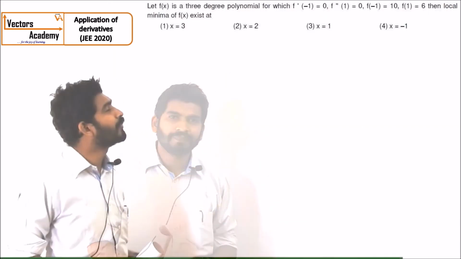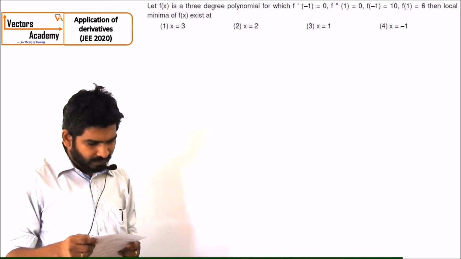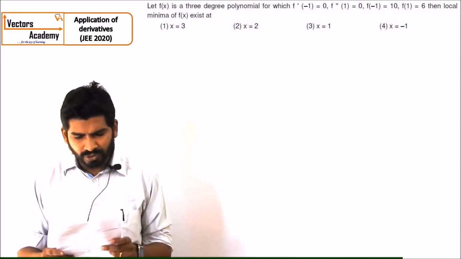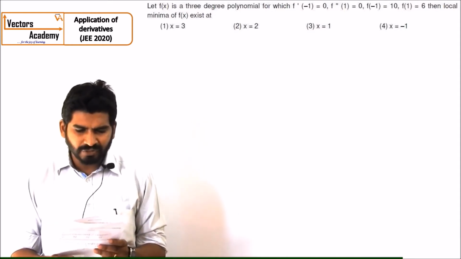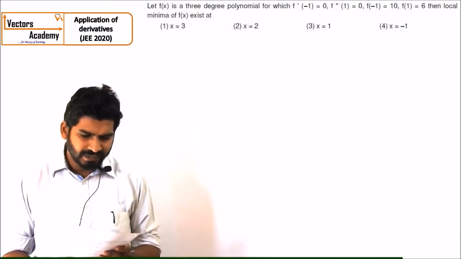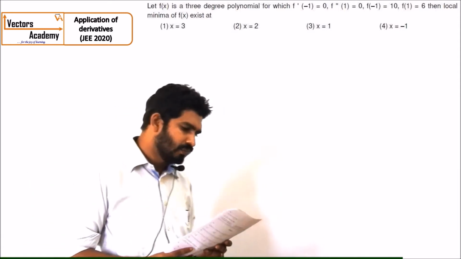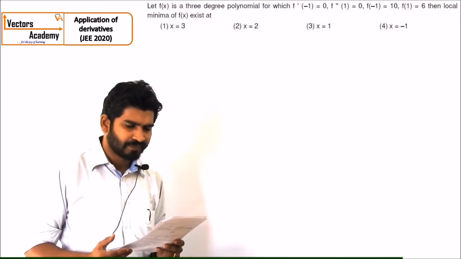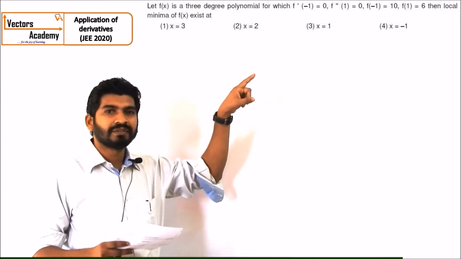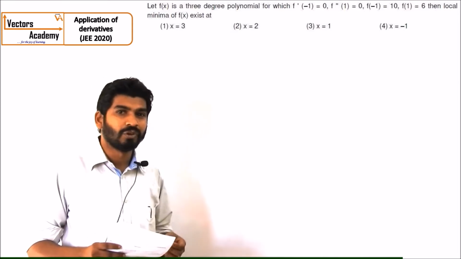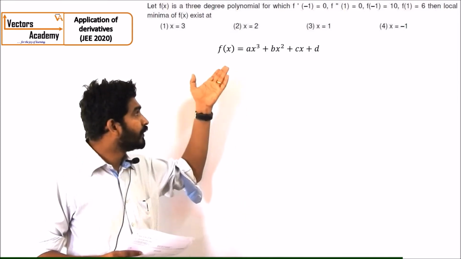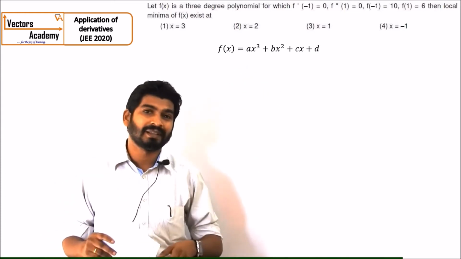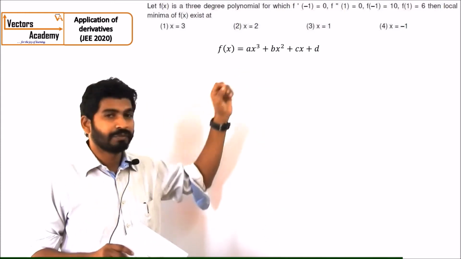Now we'll look at a similar type of question. This question states f of x is a 3-degree polynomial for which f dash of minus 1 is 0, f double dash of 1 is 0, f of minus 1 is 10 and f of 1 is 6. So these are the 4 conditions which are given, and you can see f of x is a 3-degree polynomial. So we have to assume f of x to be ax cube plus bx square plus cx plus d. The highest power should be 3.